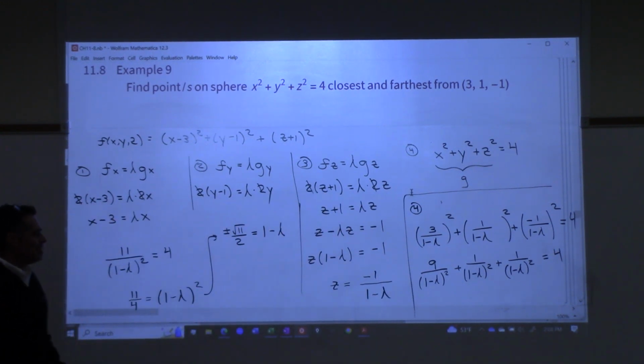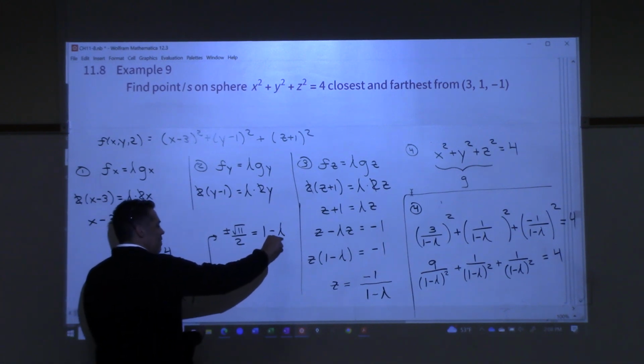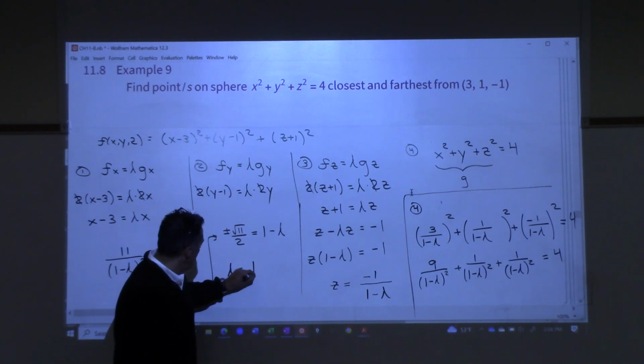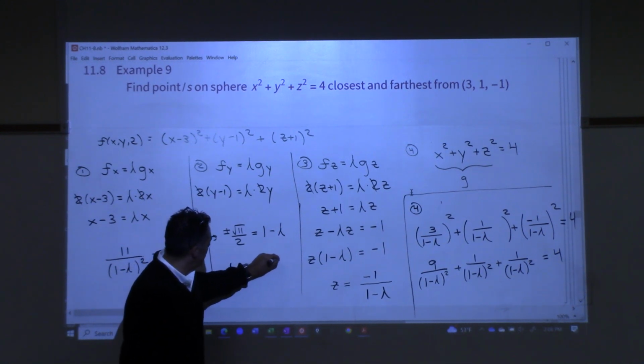And then I think my last step is, since this is negative lambda, I'm going to move the lambda over here. I'm going to move that to the other side. And so I get a final answer for lambda. Lambda is 1 plus or minus root 11 over 2.